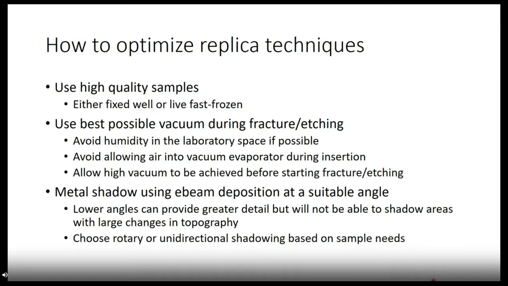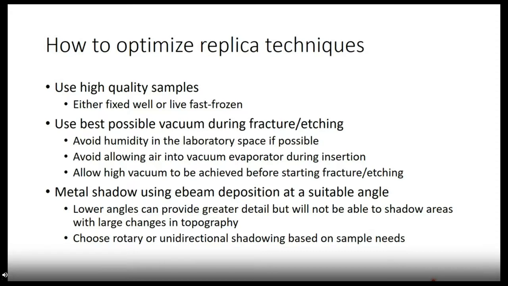Now let's go on to metal shadowing. The optimum angle and whether you have rotation or not varies greatly between samples. In general, the lower the angle of the metal shadow, the greater the detail you can get of your sample. But if you have a lot of topography in your sample, you're going to end up with large regions that aren't shadowed at all, and you will have difficulty analyzing those.